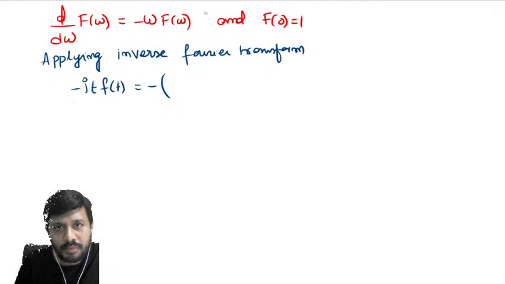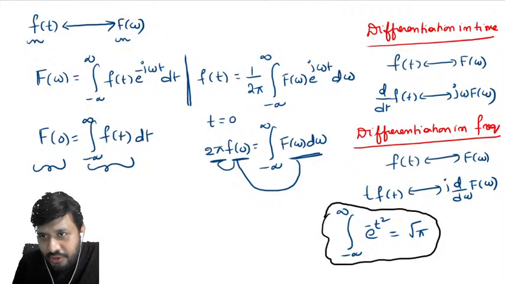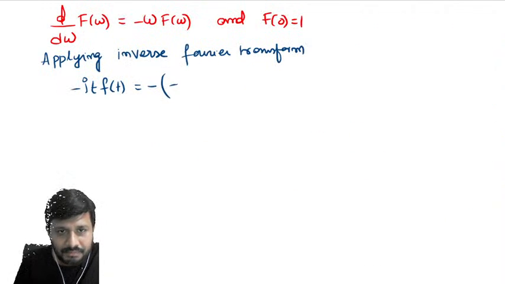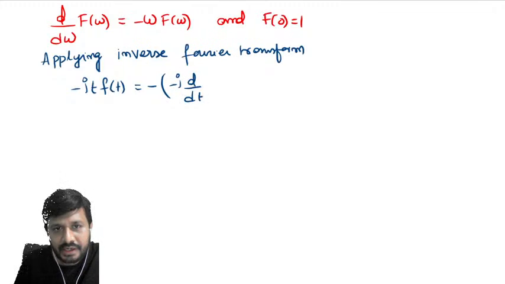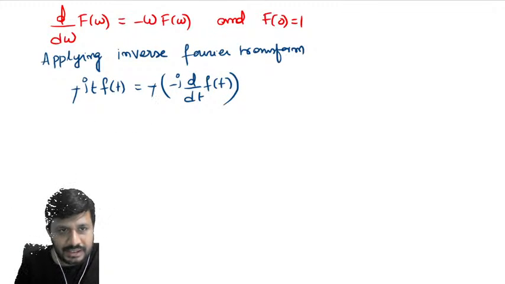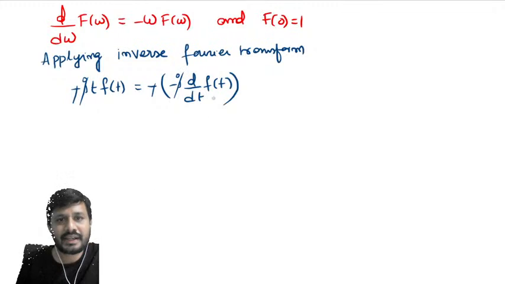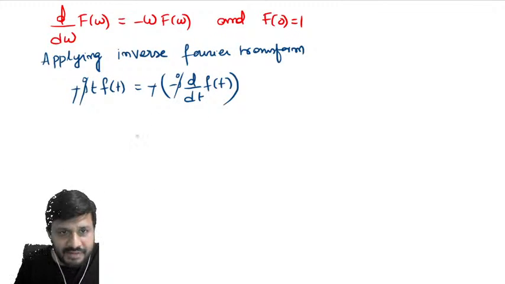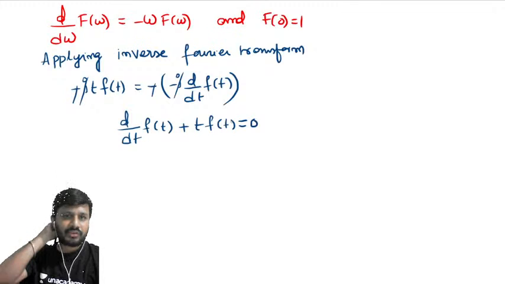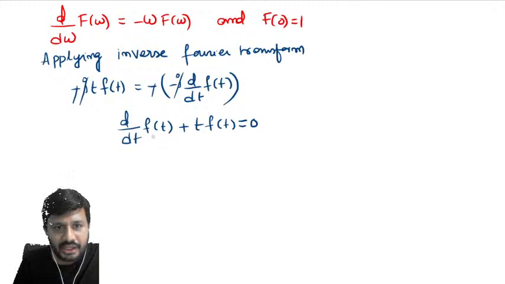Now what is the inverse of omega into F of omega? Observe, omega into F of omega means what is the inverse? Minus j times d by dt of f of t. Just we are using the properties. Minus symbol cancels, j gets cancelled. Now if I rearrange this differential equation, this is d by dt of f of t plus t into f of t is equal to 0.